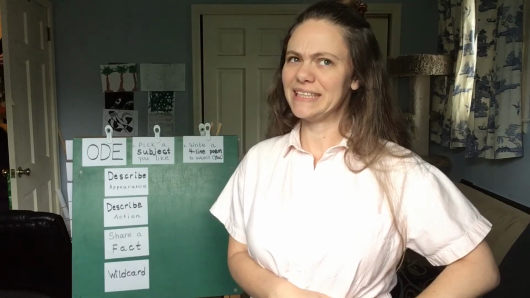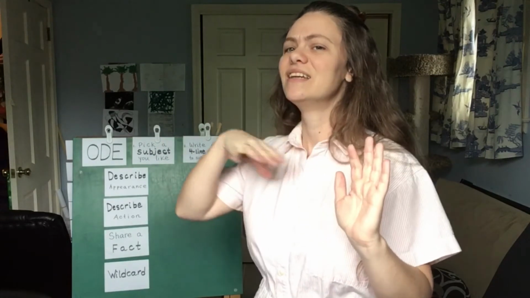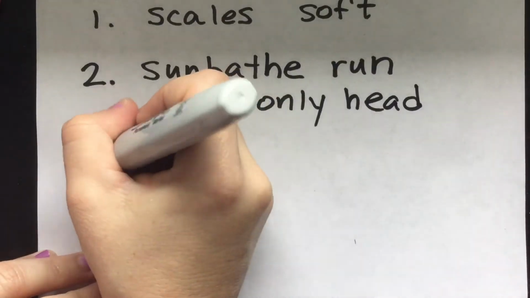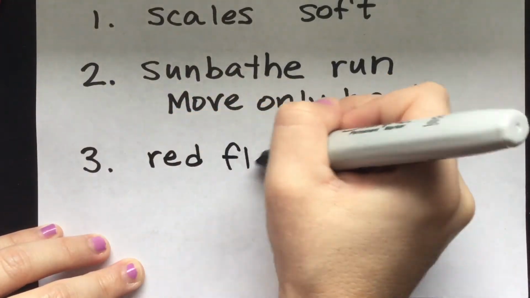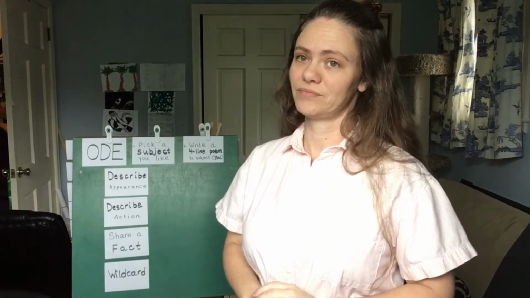I noticed that lizards sometimes do kind of push-ups, and then on their neck they flash this red thing. I thought that was kind of interesting. And I found out that that thing on their neck is called a dewlap. So that's definitely going in my poem.